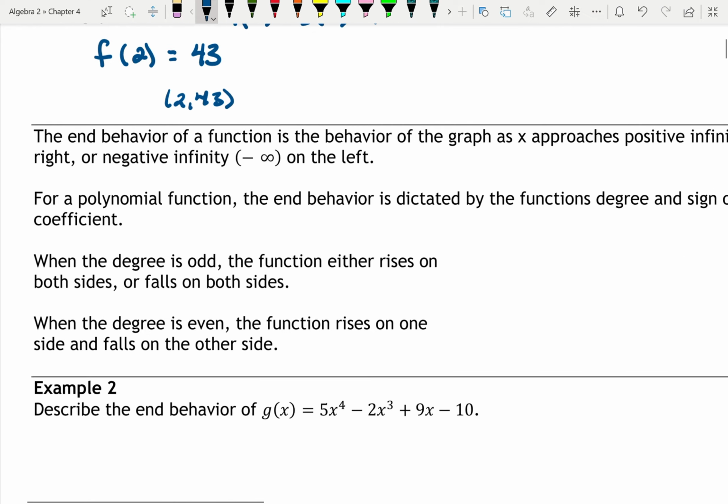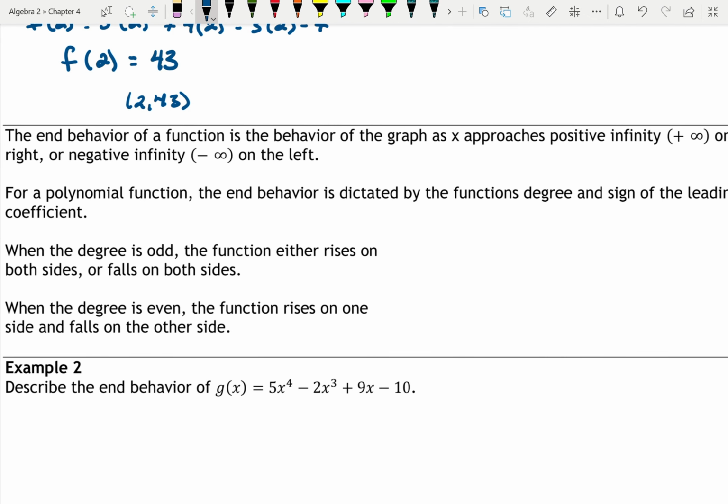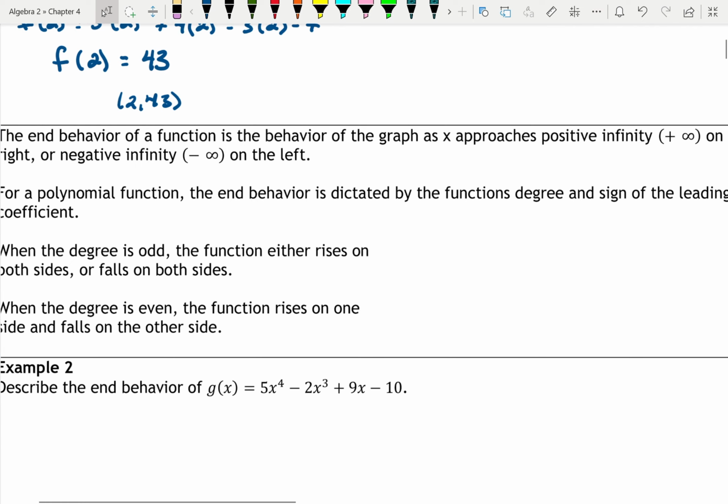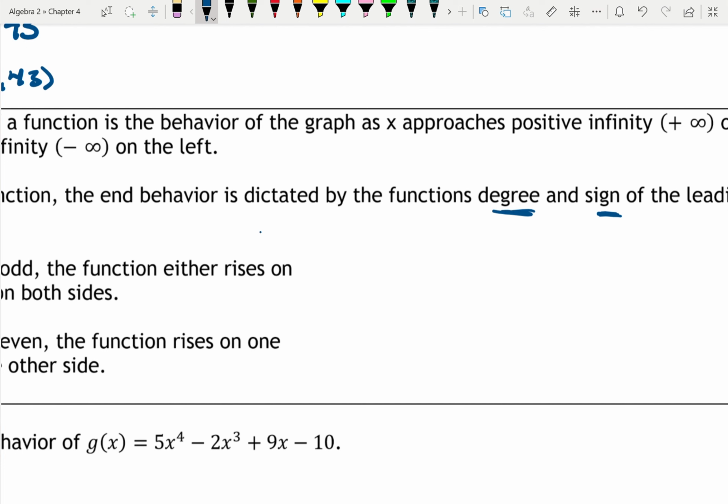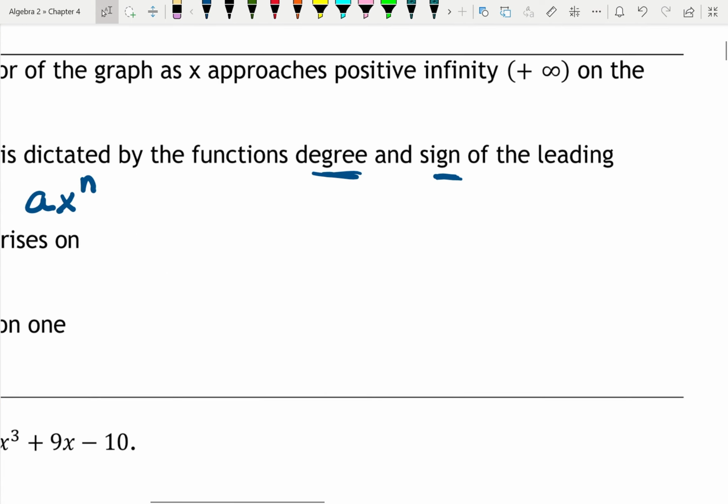All right, next little blurb of notes. The end behavior of a function is the behavior of the graph as x approaches positive infinity on the right or negative infinity on the left. For a polynomial function, the end behavior is dictated by the function's degree and the sign of the leading coefficient. So when an equation is in standard form, it's determined by that first term.